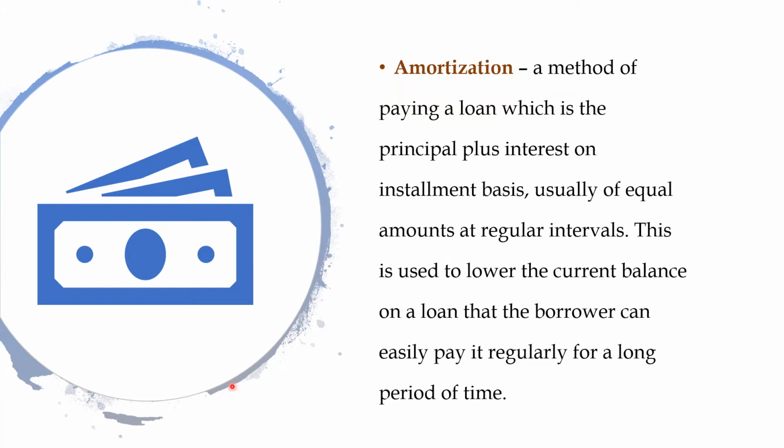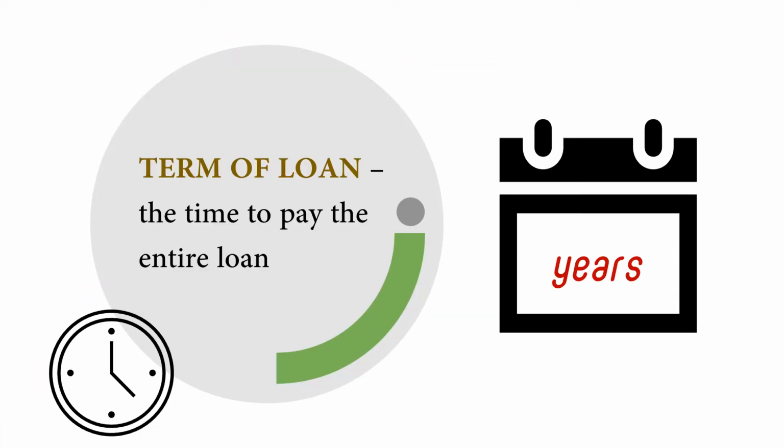So that is amortization. Next, we have term of loans. It refers to the time to pay or how long you are going to have to pay your loan, which is usually expressed in years. So in loans, guys, we have short term and long term. Pag sinabi natin short term, usually ito ay within 1 year, 2 years, 3 years, hanggang 5 years. Pag sinabi naman natin long term, ito ay more than 5 years. 10-year loan, 15 years, up to 20 years. So those were the term of loan.